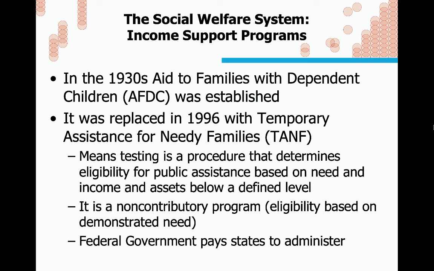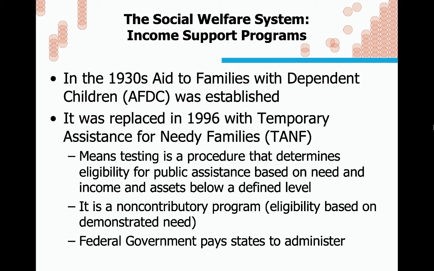Other forms of support. In the 1930s, Aid to Families with Dependent Children was established. This was a precursor to what we call food stamps, TANF, Temporary Assistance for Needy Families. This is done through means testing, which is a procedure that determines the eligibility for public assistance based on need and income and assets below a defined level, right? You can't sign a contract for a job that pays you $75,000 a year and then try to go sign up for food stamps, right? You will be means tested and you will not be allowed that benefit, right?